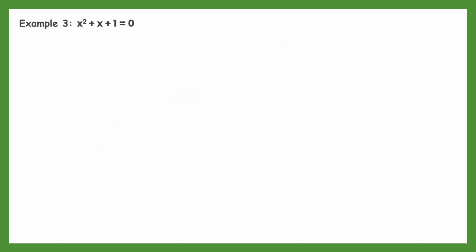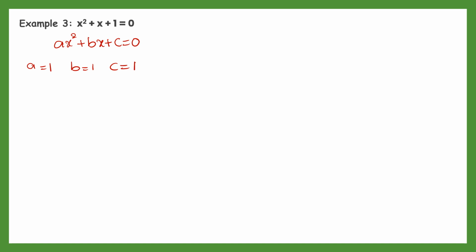Now let's solve another question. x square plus x plus 1 is equal to 0. Compare with the general form of the quadratic equation, ax square plus bx plus c is equal to 0. You get a is equal to 1, b is equal to 1, c is equal to 1.